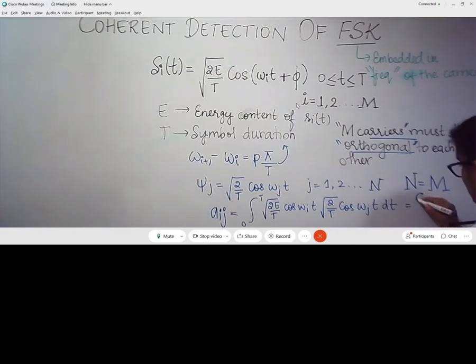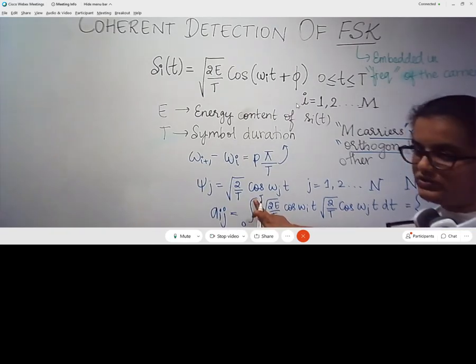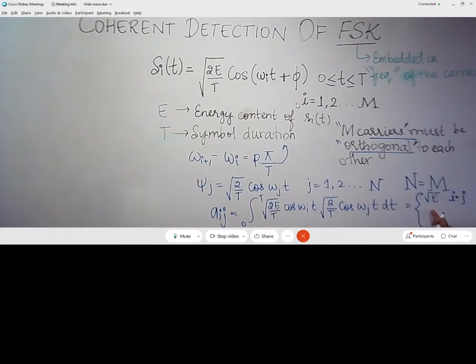First possible value is equal to root E. This is the case where i is equal to j. When they are the same, cos multiplied with another cos, or the sinusoidal functions which are multiplied and integrated over a period, will give me the positive value which is under the root E only when i is equal to j, and it will give me 0 otherwise. Whenever i and j are different, then it will give me a value equal to 0. That is because they are orthogonal to each other. These two frequencies are orthogonal to each other.